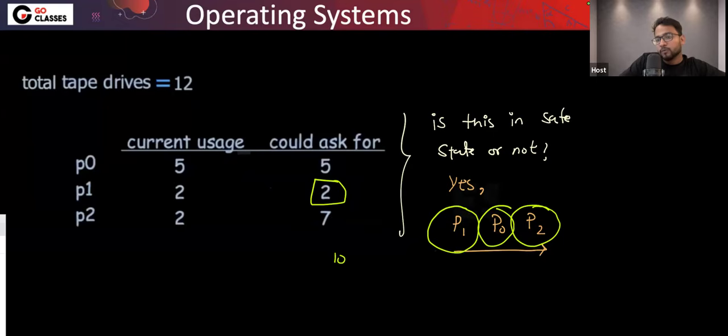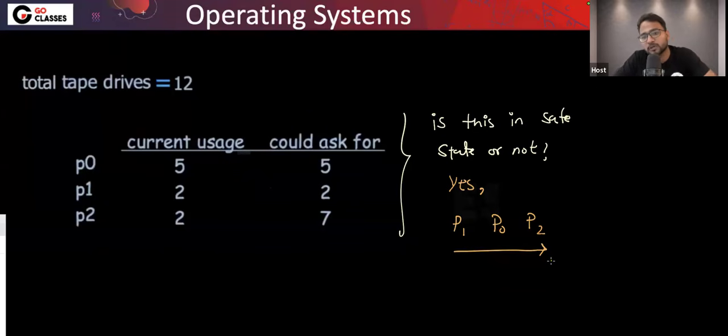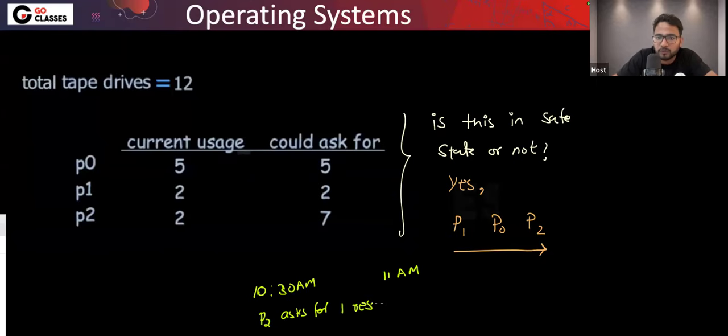But what if P1 is not asking currently? I agree this is the safe sequence, and P1 is the first one in it, there is no doubt in that. But P1 may ask at 11 a.m.; currently, let's suppose it is 10:30 a.m., and at the current position P1 is not asking for anything. Let's suppose P2 asks for one resource. In that case, can we grant this permission to P2?